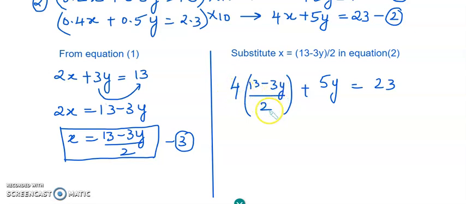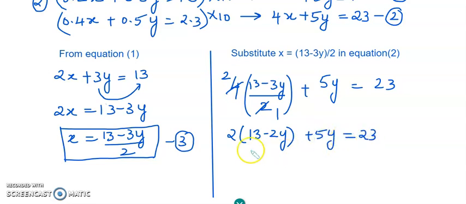Now this 4 and this 2 can be cancelled off, because 4 divided by 2 is 2. So the equation will change as 2 times 13 minus 3y, plus 5y equals 23. Let's open the bracket by distribution. So 2 times 13 is 26 minus 6y, 2 times 3. So minus 6y plus 5y equals 23.